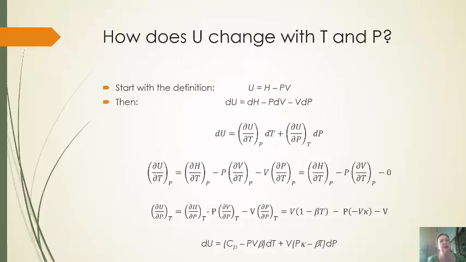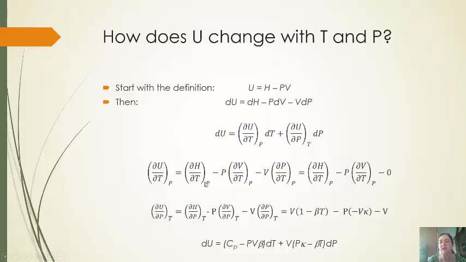So next let's look at how U changes with temperature and pressure. So U is H minus PV. dU is dH minus PdV minus VdP. We've done all this before. Okay. I could have also started just with the fundamental relation, but I'm looking for how this changes with T and P. So let's apply calculus, dU dT at constant pressure dT, dU dP at constant temperature dP. So now then, let's look at each one of these pieces. And to do that, this is where the fundamental relations come in handy.